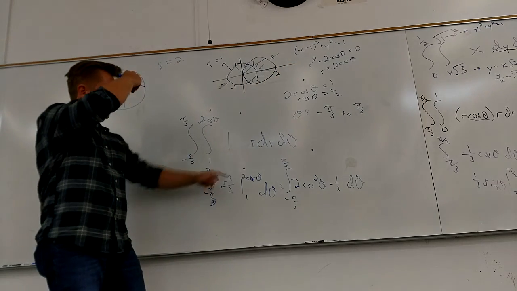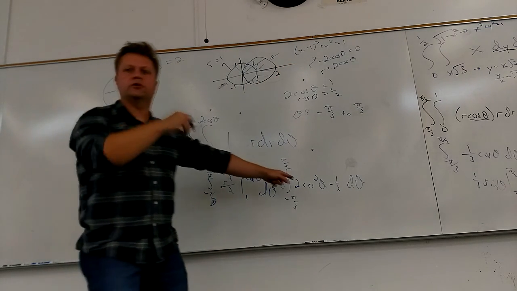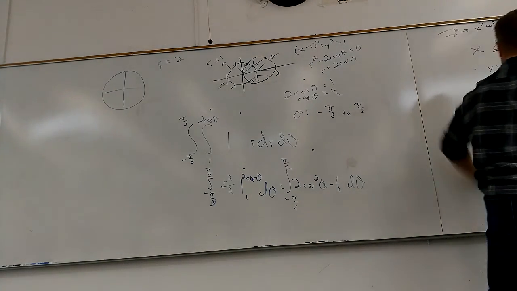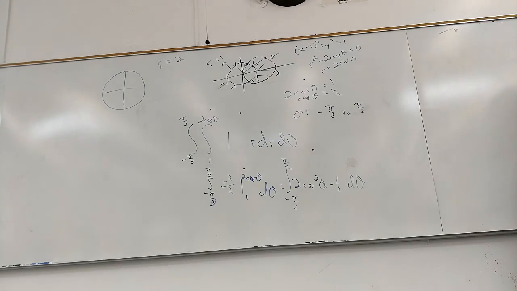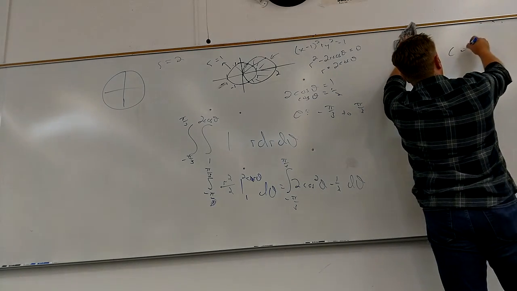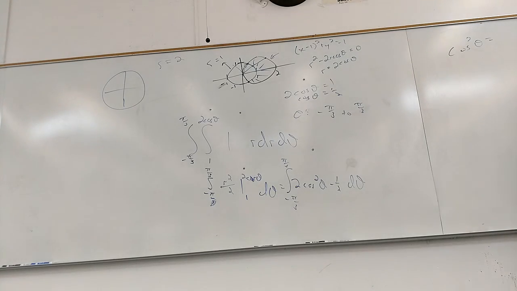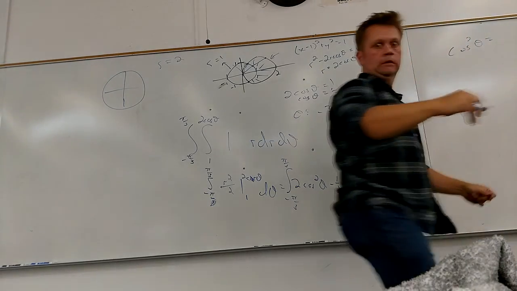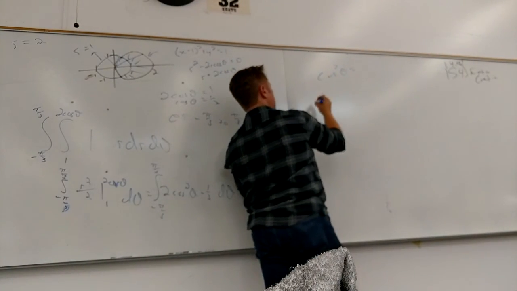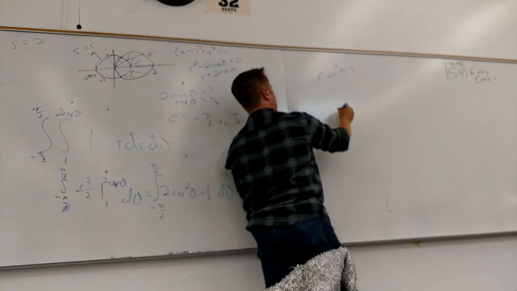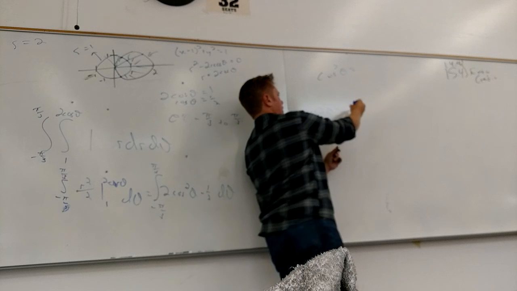Where am I at? So what do I do with that? That's what I was talking about earlier. Cosine squared theta is 1 plus cosine squared theta. So remember this, you can always get there. And actually, do you remember what cosine 2 theta was?